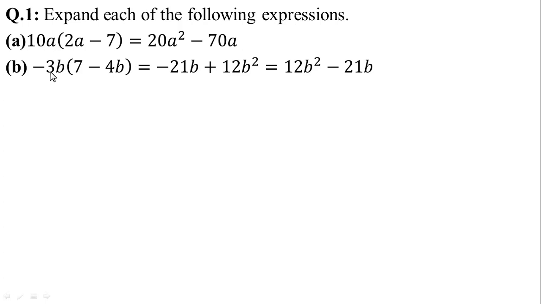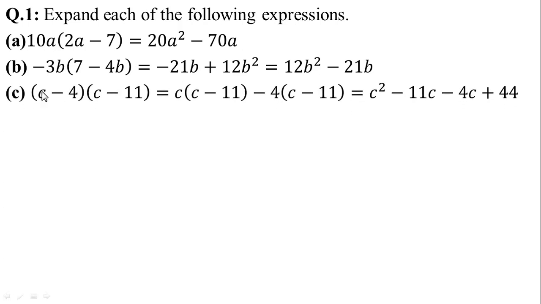So, 7 threes are 21, minus 21b. Minus minus plus, 3 fours are 12, b multiplied by b is b square. Minus 21b plus 12b square. Rearrange the values, so the final answer is 12b square minus 21b. In the third part, c minus 4 into c minus 11.